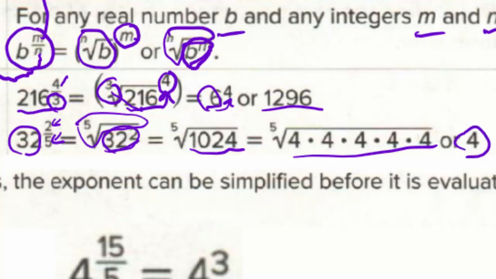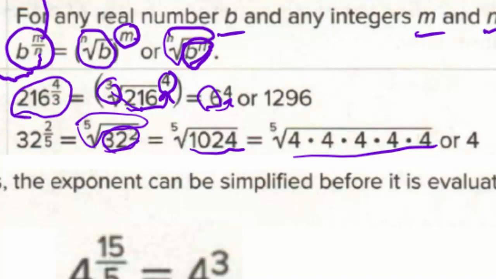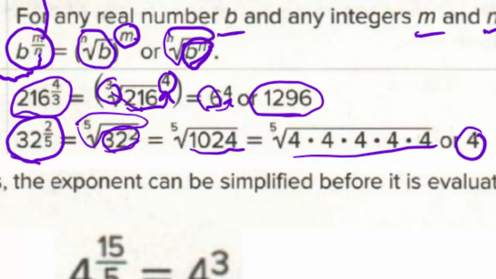Now, I want to point something out really important here. Let's go back to the beginning. The first one had 216 to the 4/3 power. The 4/3 is bigger than 1, so we're raising 216 to a power bigger than 1, and notice the output was bigger than the 216 that you started with. The next one was 32 to the 2/5 power, and the 2/5 is smaller than 1, and the output was a number smaller than the 32 that we started with. That pattern is going to hold true at all times.